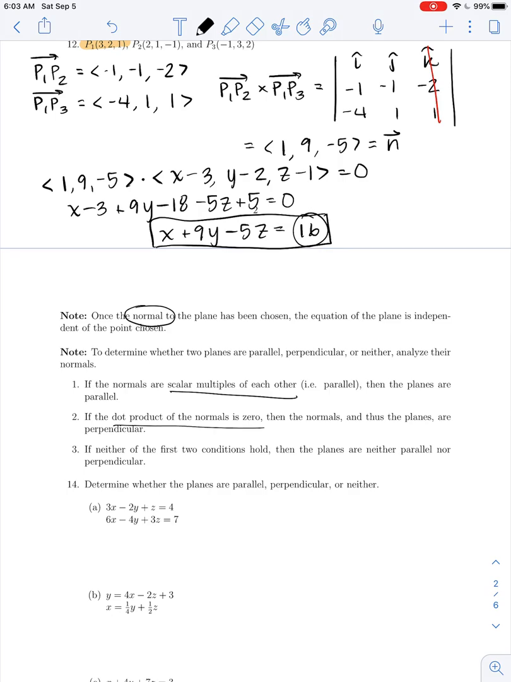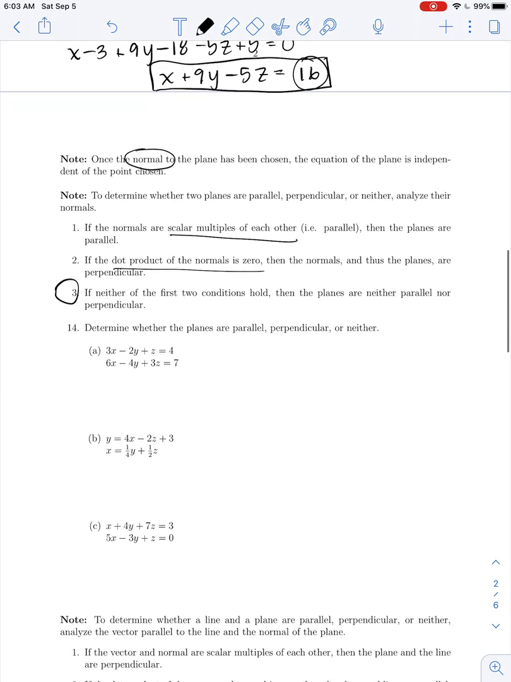If the dot product of the normals is 0, then the normal vectors are perpendicular, and that means that the planes are also perpendicular. And then case 3 is just like, hey, look, if neither case 1 nor case 2 hold, then we just say that the planes are neither parallel nor perpendicular. So it's kind of ruling out the other two options. So let's look at some examples of determining whether planes are parallel, perpendicular, or neither.